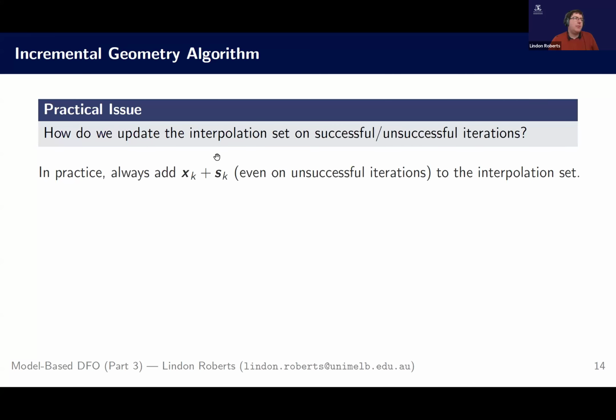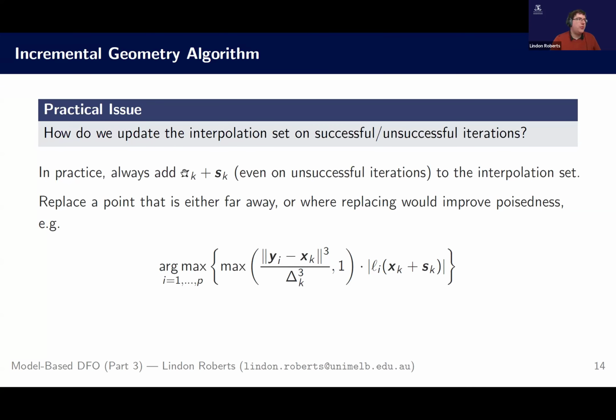In practice, the best approach is to always add your trust region step. Always add in the new information that you got from your iteration, even if that information was bad. Even if you found that this point was bad, if you had an unsuccessful iteration, you should still add it to your interpolation set. And the reason for this, as I think I might have mentioned on Monday, is that if you add in a point that was bad, that tells the next model this is not a good place to look for the next step. So that is still useful information for the algorithm.